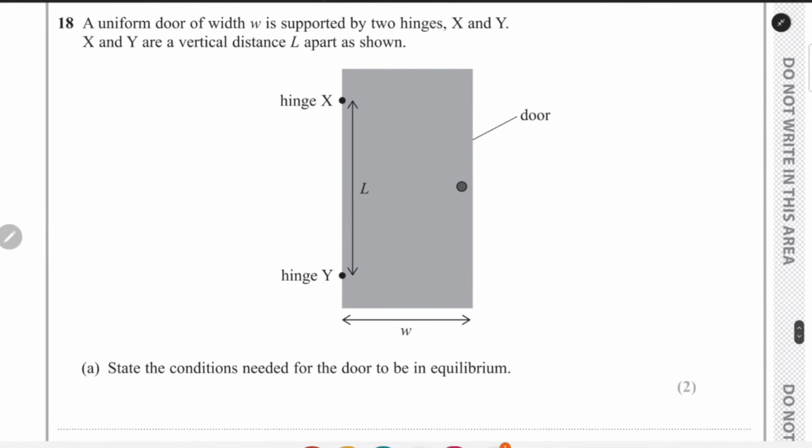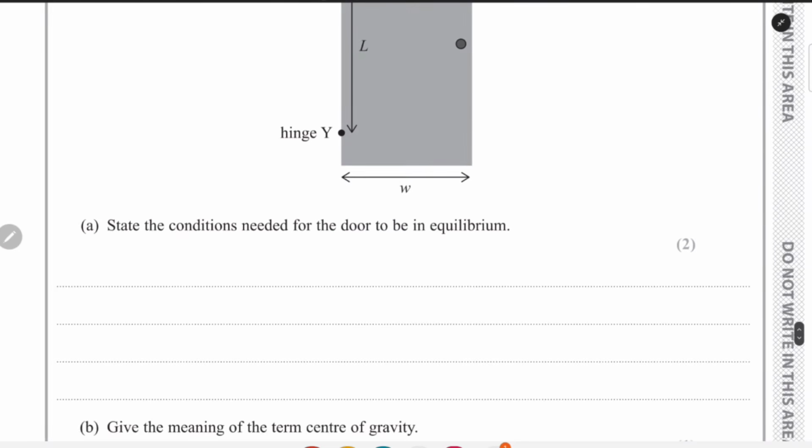Now moving to question 18. We are given that a uniform door of width W is supported by 2 hinges X and Y. X and Y are a vertical distance L apart as shown here. We have to state the conditions for the door to be in equilibrium.